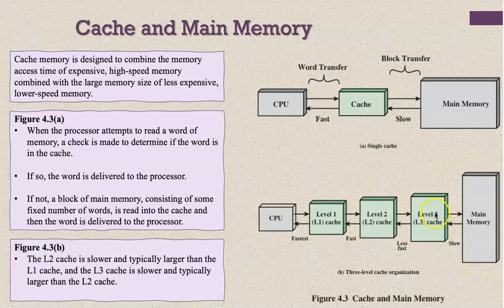So what does it mean? Why do we have the cache in between the CPU and the main memory?